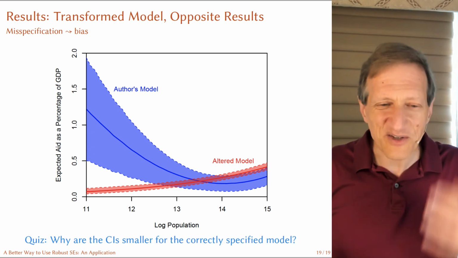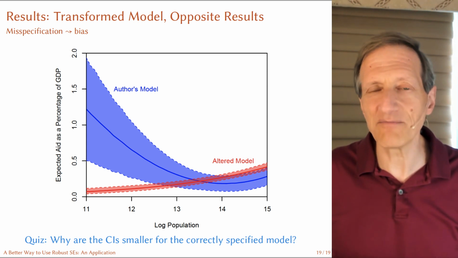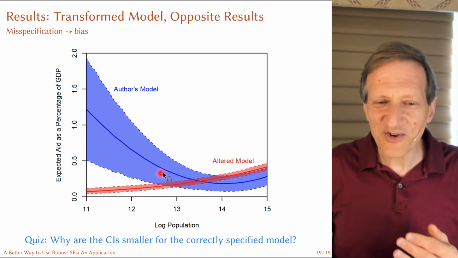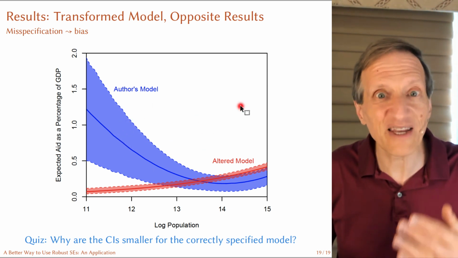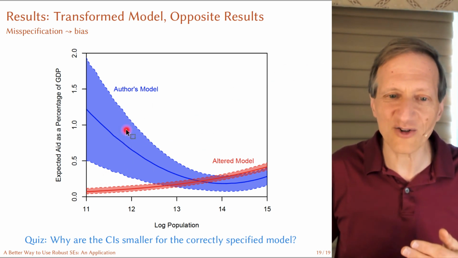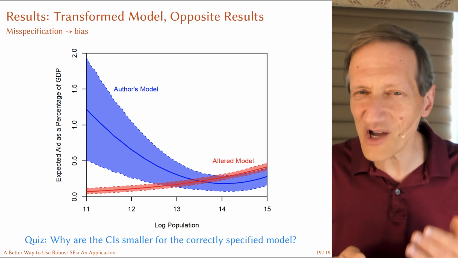So here's a little quiz. Why are the confidence intervals smaller for the correctly specified model? Well, these are not the confidence intervals here. They're the confidence intervals estimated from the model. Why are the estimates here so large and the estimates here small? Why is that? Do you know?